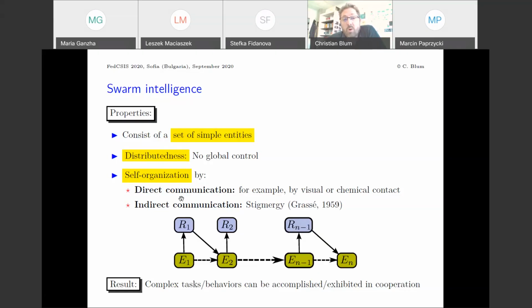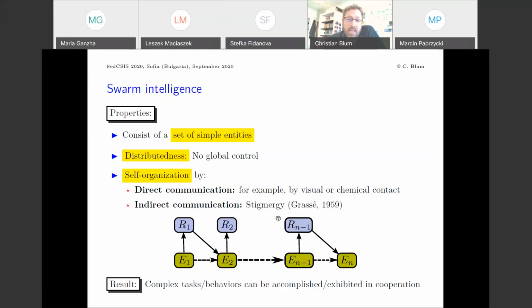communication. On one side you have direct communication, for example, by visual or chemical contact. When an ant finds a prey that is too heavy, too large to be carried by the single ant, she would recruit other ants helping her to carry this object, or cutting it into pieces. But the important way of communication for swarm intelligence is the indirect communication.